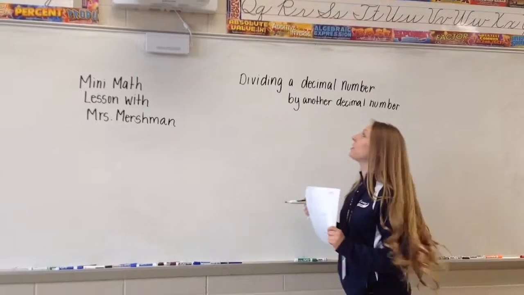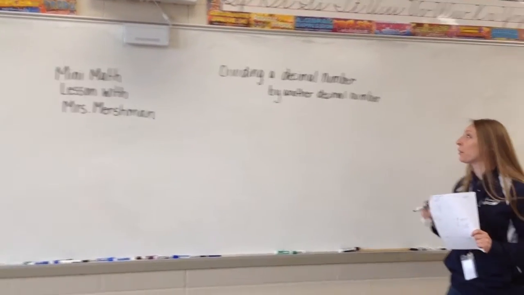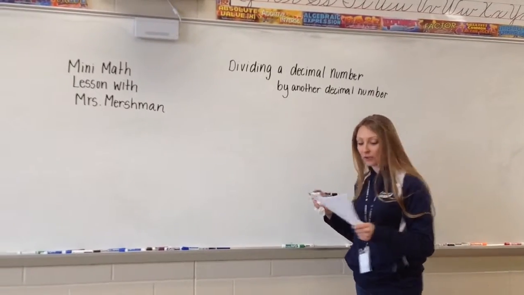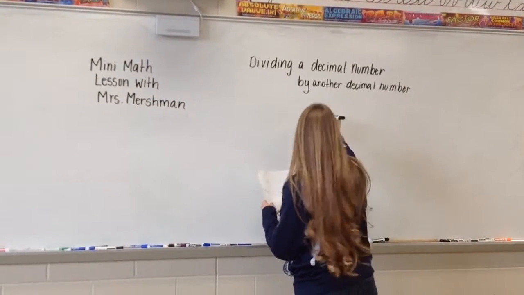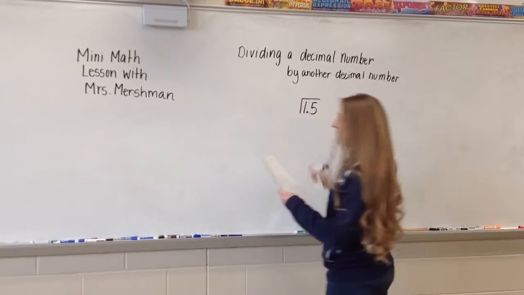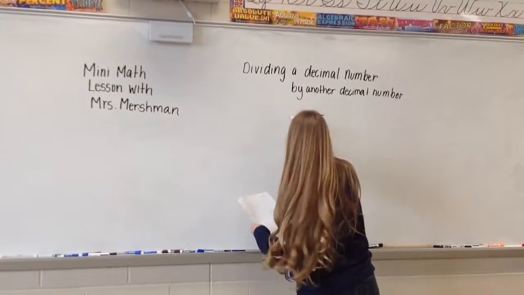Mershman. Today we're talking about dividing a decimal number by another decimal number. I have two examples for you. In the first one, we are taking 1 5/10, so 1.5, and we're dividing it up by 2/10.